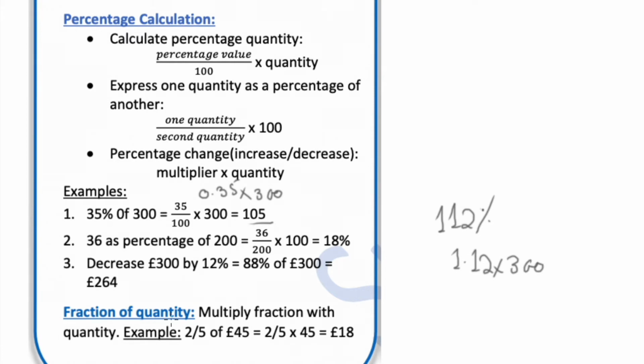Then fraction of a quantity. For that, you need to multiply the quantity by the fraction. For example, 2 by 5 of 45 pounds. What you have to do is multiply the fraction with the quantity, and you will get 18 pound here.